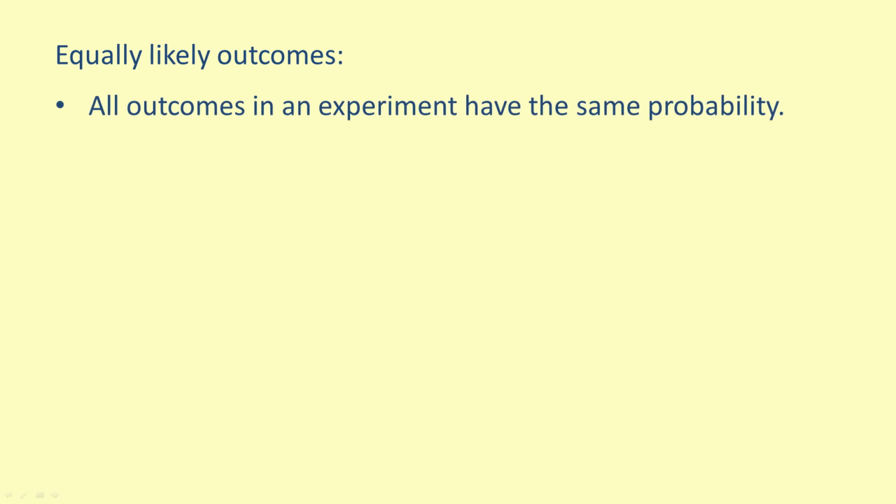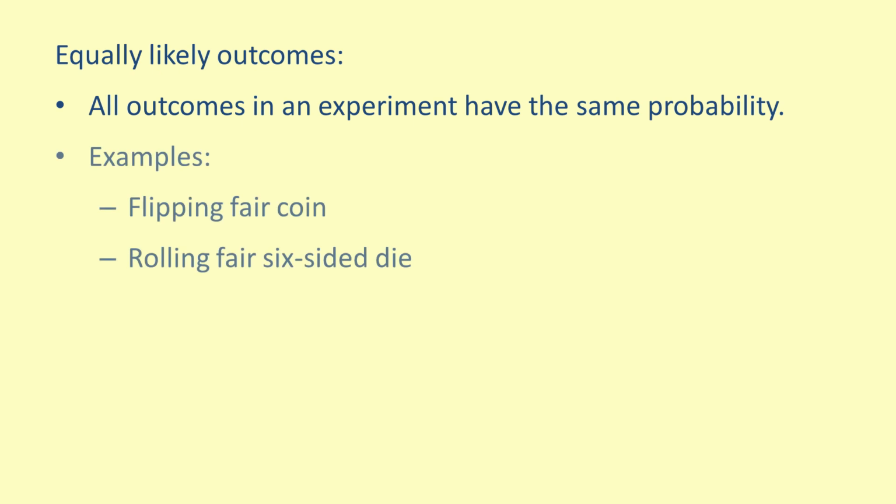We say the outcomes of an experiment are equally likely if all outcomes in an experiment have the same probability. For example, flipping a fair coin has two outcomes that are equally likely, heads or tails. Rolling a fair six-sided die has six outcomes that are equally likely, 1, 2, 3, 4, 5, or 6.